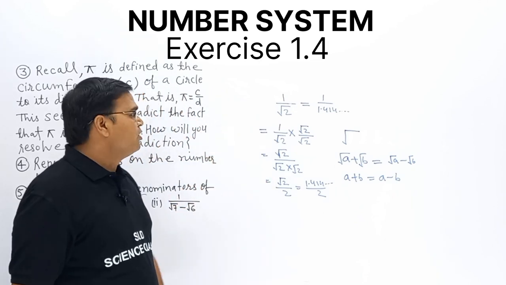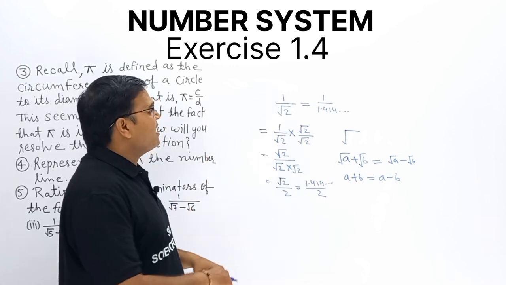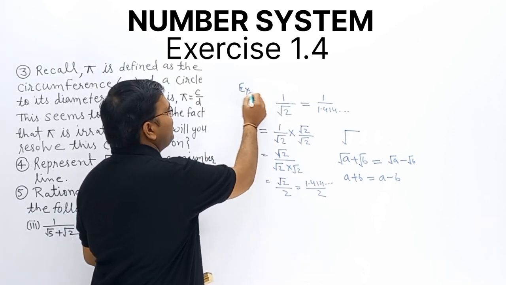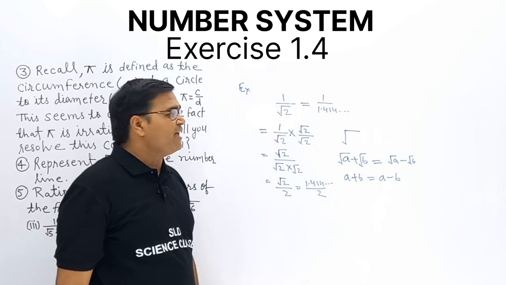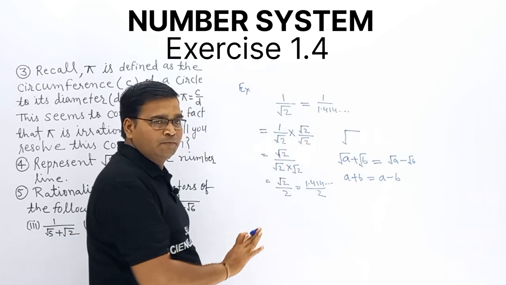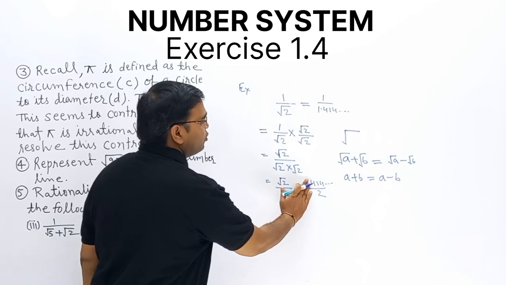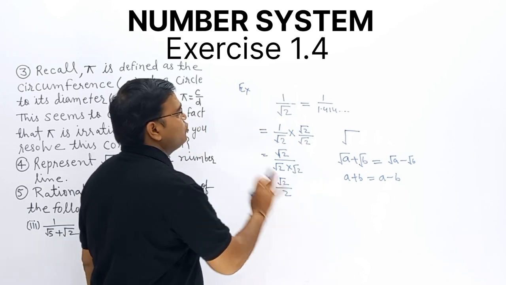Now I am going to rationalize. One example is 1/√2. If we have the question 1/√2, the rationalization of its denominator is: we multiply and divide by √2. Then we get this one. So this will be our solution.